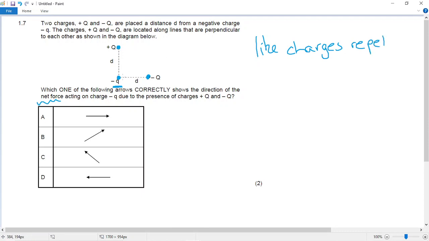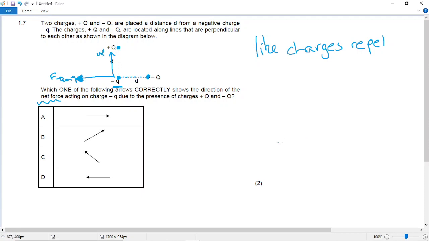If we look at Q, he's in line with this negative Q. What will their interaction be? They will repel. If they were attracting, it would move this way, but they are repelling. This is the force of negative Q on little negative q. This is one force, and we are trying to find the resultant or net force. So now we have to look at the other thing that can cause little q to move. Little q is negative, this big Q is positive, so they will attract. So negative q wants to move up.